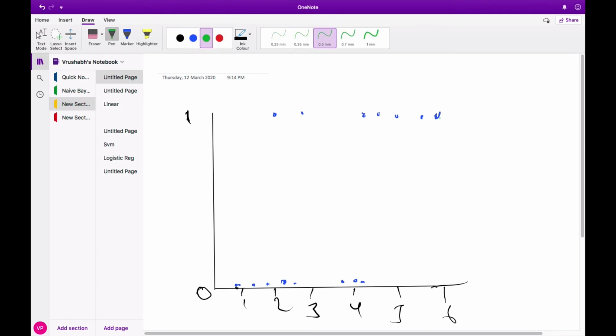Let me try and fit this line. So this is what we try to capture, and then we try to plot this smooth curve that looks like S. Don't forget that a curve like this is what we refer to as the sigmoid curve.